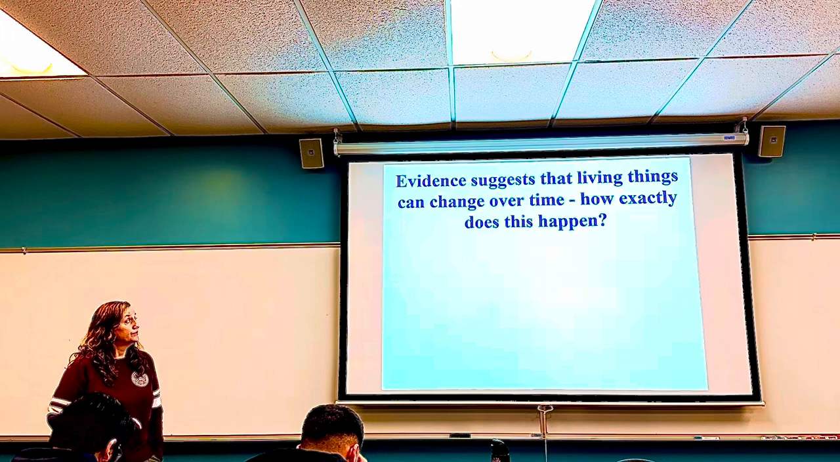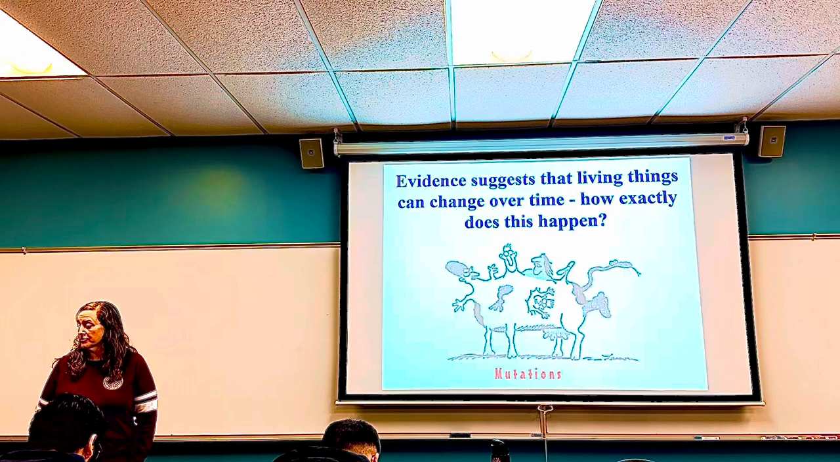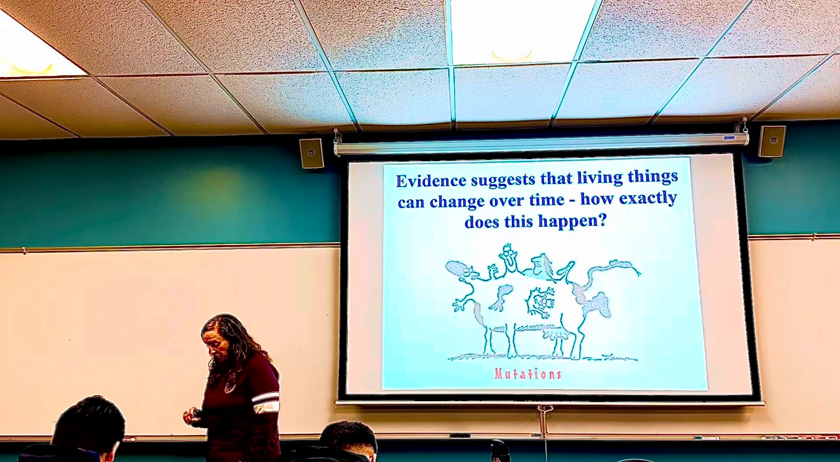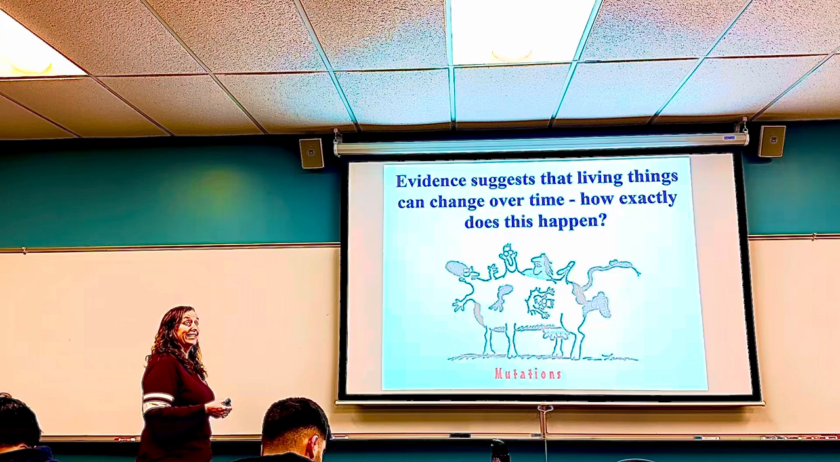So we have evidence to show that living things do change over time. We talked a lot about natural selection in the past week. We're going to look at it in a little more detail, at a couple of different mechanisms that happen in terms of natural selection, in addition to what happens in the environment that may influence that.